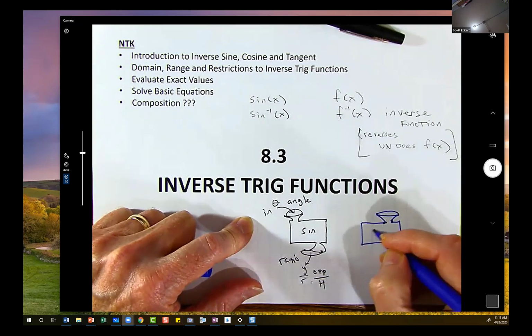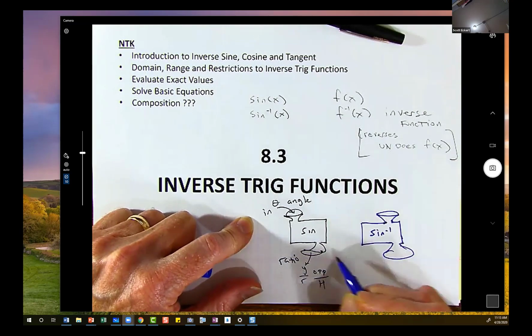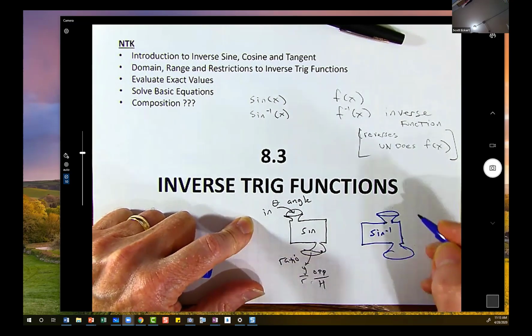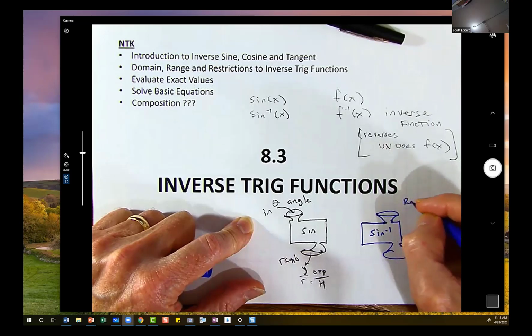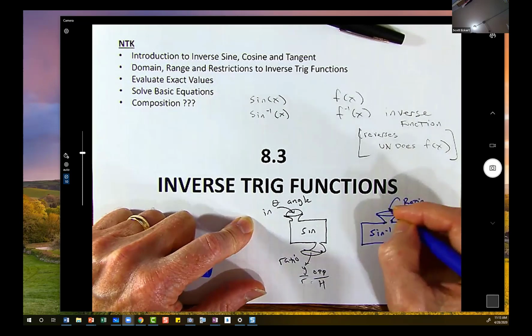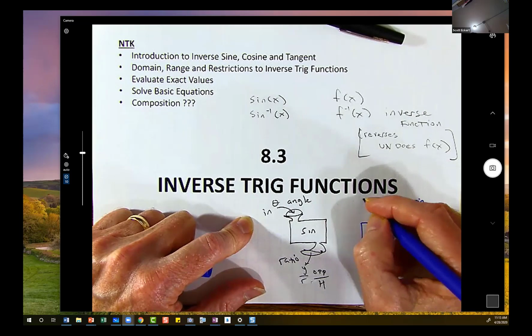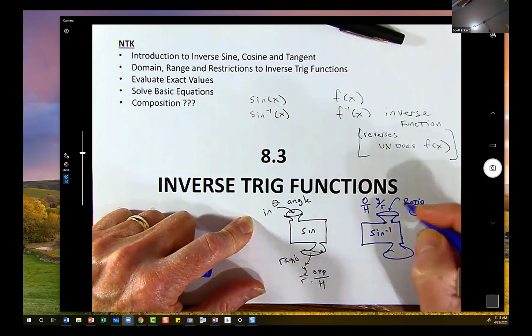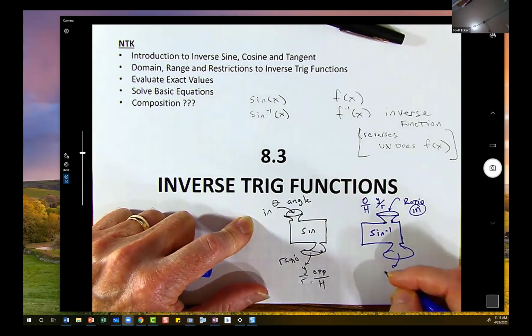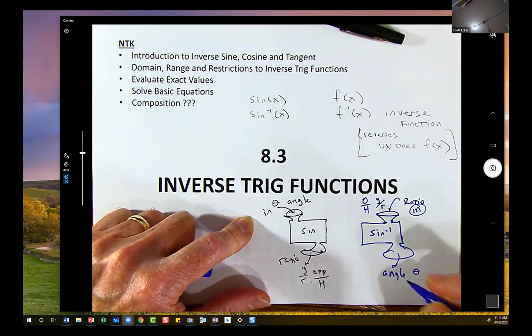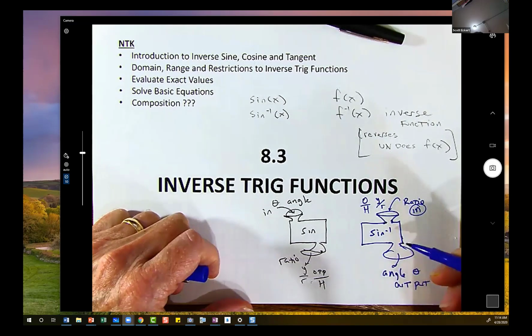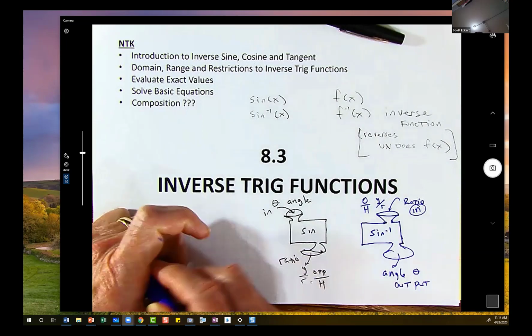So what this function does, sine inverse, is a reverse of this one. Instead, the input is a ratio, like y over r, or opposite over hypotenuse. We plug that in, and what comes out is the angle. Theta is the answer. So the machine is working backwards. That's what the inverse function is going to do.